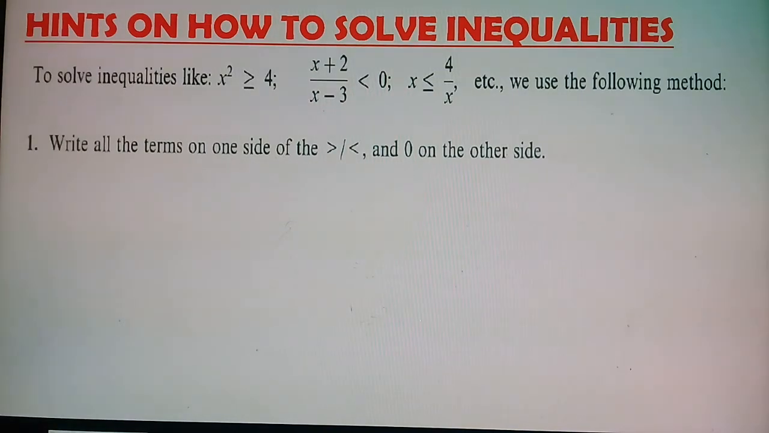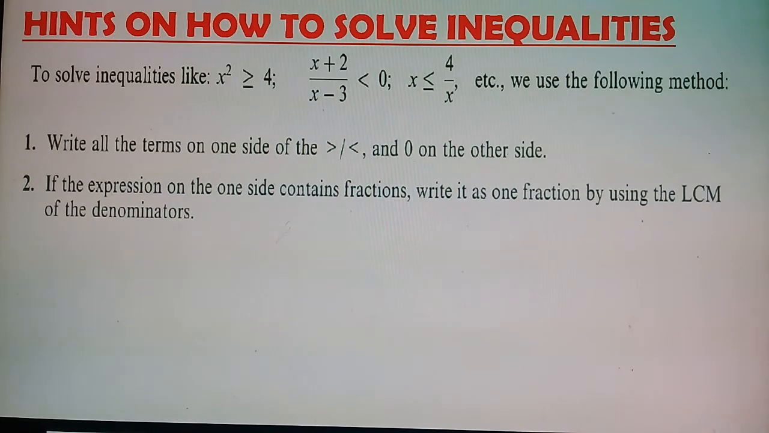Okay, hint number 1: write all the terms on one side of the greater or equal or less than sign and 0 on the other side. It means you write the numbers on one side, and on the other side we have 0. Once we have 0 on one side, then we are allowed to continue with that inequality. Make sure that you have 0 on one side. Now hint number 2: if the expression contains fractions, write it as one fraction by using the lowest common denominator.